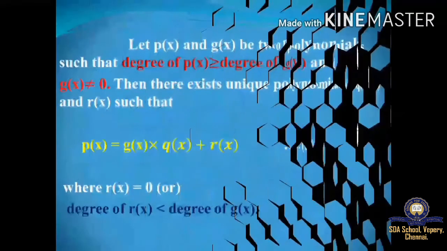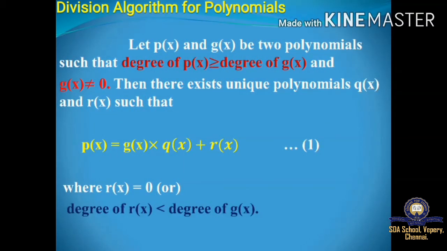Next, the division algorithm of polynomials. What do they say? Let p of x and g of x be any two polynomials such that the degree of p of x is greater than or equal to the degree of g of x, and another condition is the polynomial g of x should not be equal to 0. If it satisfies these conditions, then there exists a unique polynomial q of x and r of x such that p of x equals g of x into q of x plus r of x.